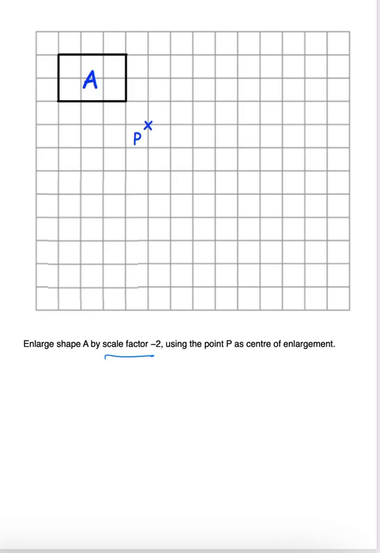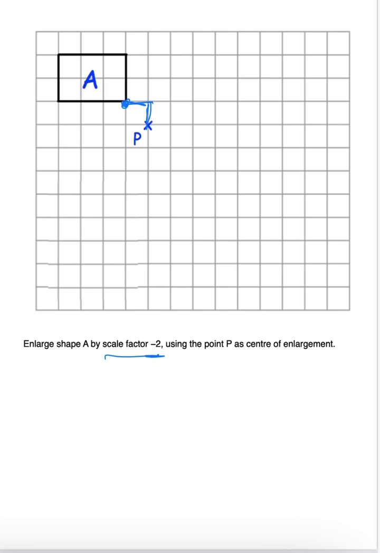All right, let's do this. So for this one, we can find out this corner here. We'll find out how far away it is from the center of enlargement first. So x is 1 across, y is negative. Let's do that again. -1. And our scale factor is -2, so it's on the other side.